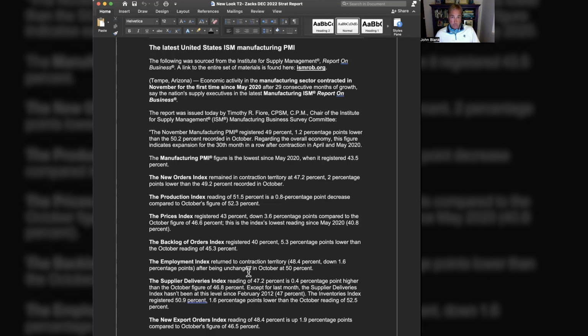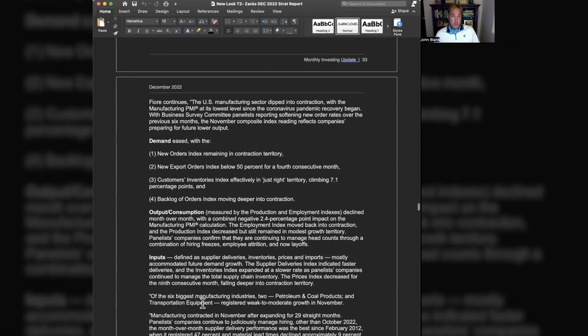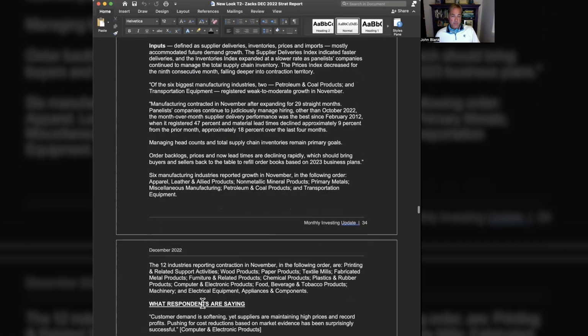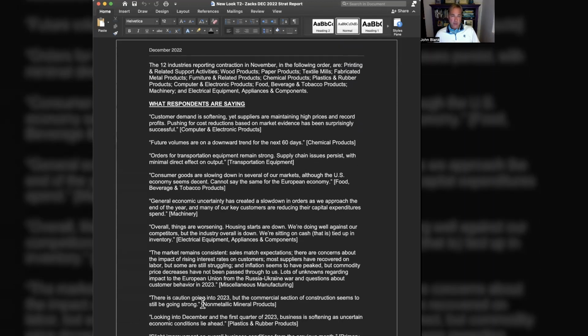I will put bolding, I will separate out the sub-indices. I will show you where demand inputs and consumption are going, and I like this part, particularly what respondents are saying. Fascinating stuff for the detail, particularly when we're in stocks that you might own or industries that you might own. This section is really nice to get a hold of.